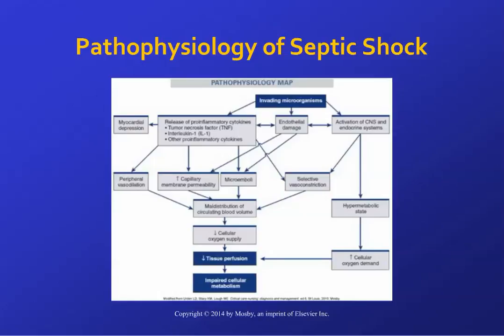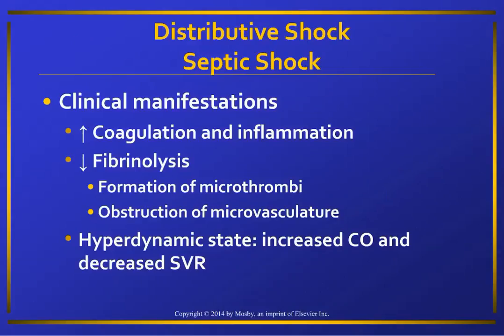Here's a depiction of the pathophysiology of septic shock. Septic shock has three major pathophysiologic effects: vasodilation, maldistribution of blood flow, and myocardial depression. The clinical manifestations of septic shock include increased coagulation and inflammation, decreased fibrinolysis, with the formation of microthrombi and obstruction of the microvasculature, and a hyperdynamic state with increased cardiac output and decreased systemic vascular resistance.